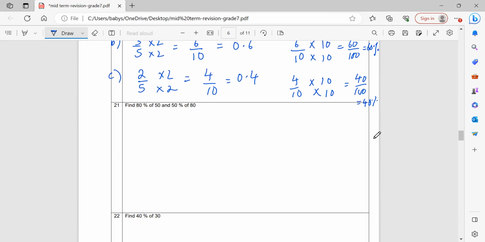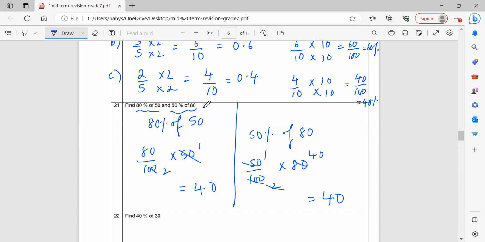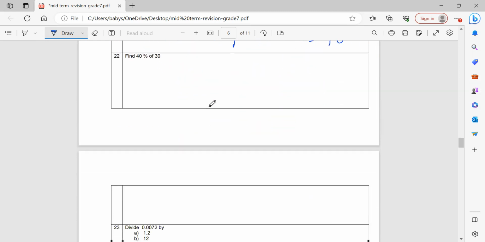Next is find 80% of 50 and 50% of 80. So 80% of 50 is 80 by 100 into 50. So 5 ones are 5, 2s are 80 divided by 2, which is 40. What is 50% of 80? Same logic will apply. 50 by 100 into 80. 5 ones are 5, 2s are 2, 40. So 50% of 80 is same as 80% of 50. That you need to be very careful.